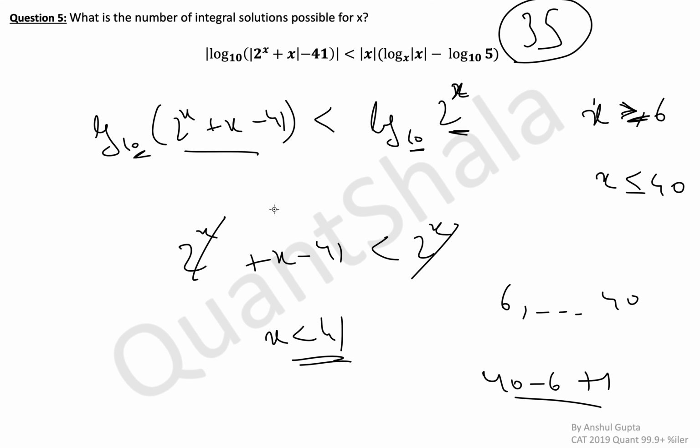What many students do is they simply remove the mod sign, and then they come to this equation, x less than 41. They know that x is greater than 0, and then they just calculate the number of integral values between 0 and 41. Always make sure that you consider the domain also. By considering domain, I mean this index we got, x greater than or equal to 6, and x not equal to 1. So we should always consider such values.